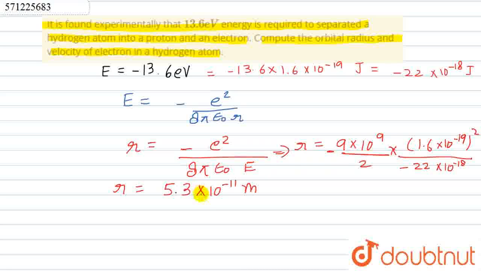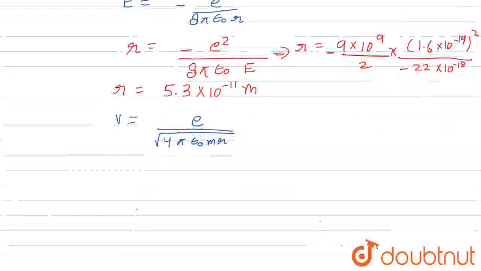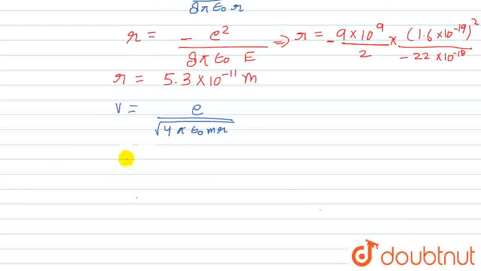So now we'll calculate the velocity of electron in a hydrogen atom. The velocity of electron in a hydrogen atom is given by the formula v is equal to e upon under root 4 pi epsilon naught m and m multiplied by radius r. So here we'll put the values. The mass of electron we know.